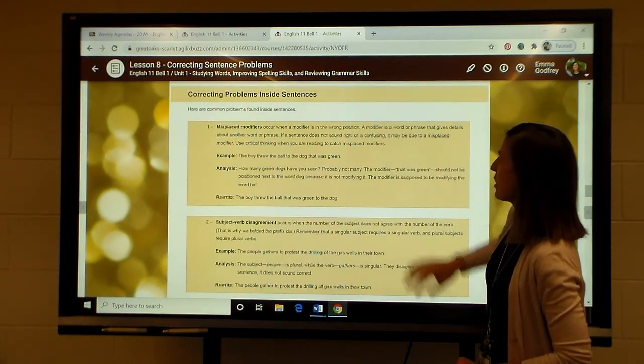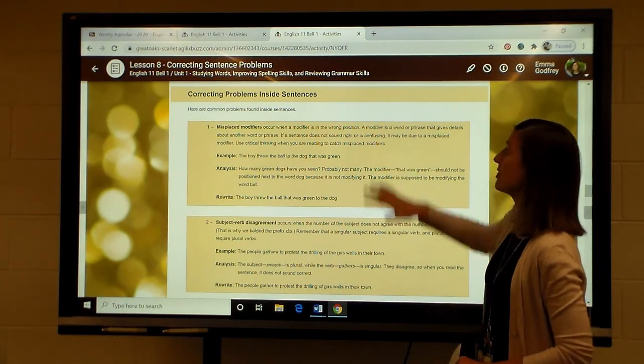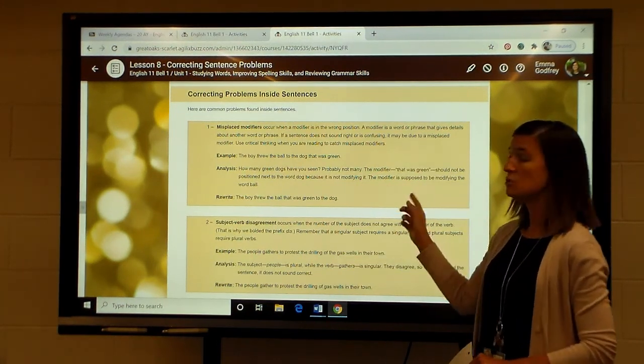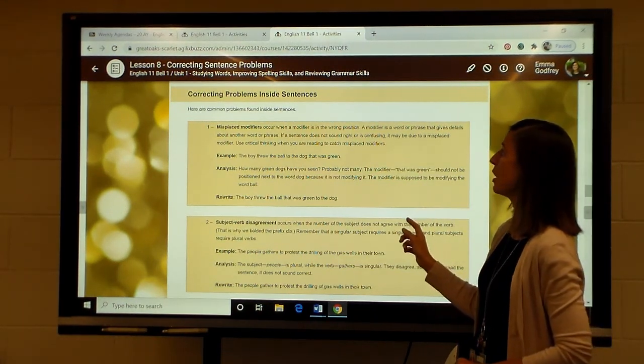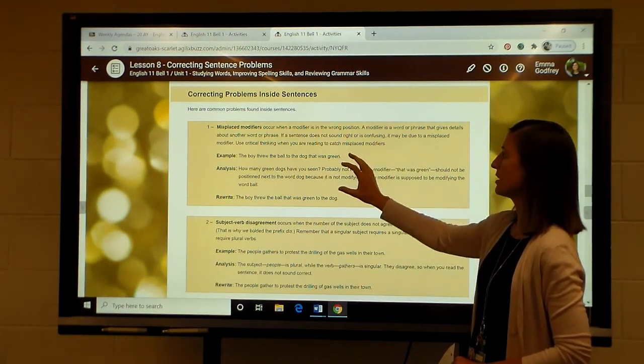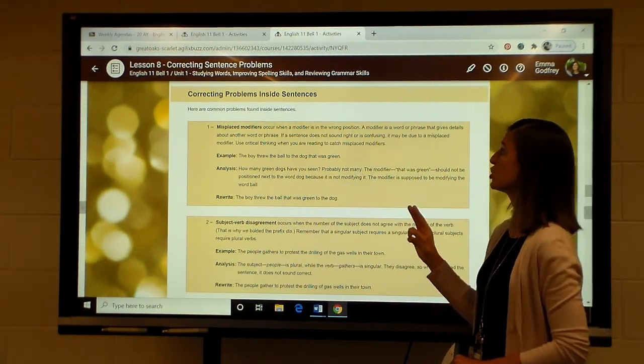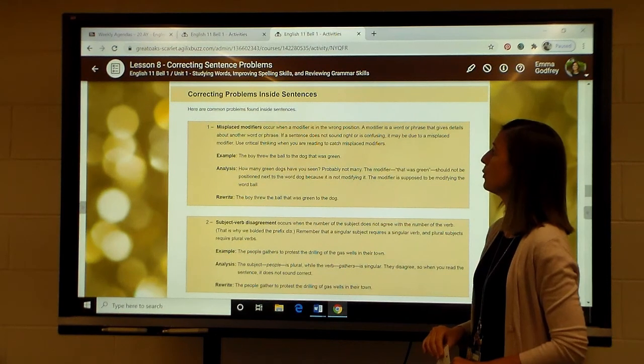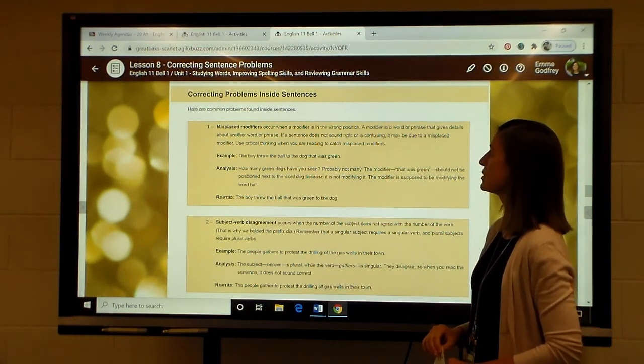All right, correcting problems inside sentences. There are a lot of these, and they do give really great examples for each one. So we have misplaced modifiers, where things aren't next to each other that should be. For example, the boy threw the ball to the dog that was green.